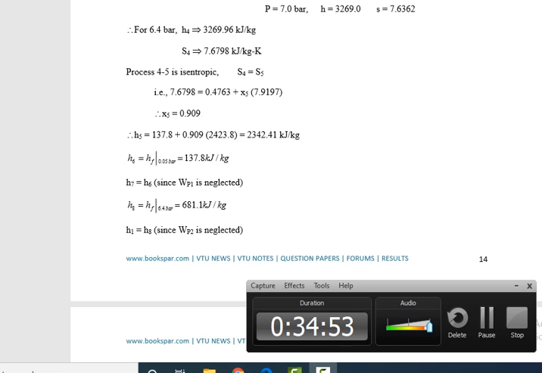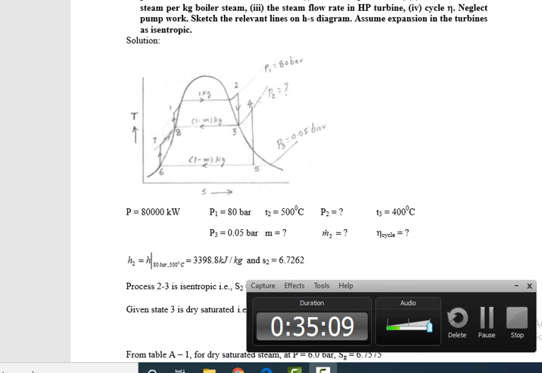Then go to point 6. At point 6, having a pressure of 0.05 bar, we are getting the value 137.8 kJ per kg from the steam table. And then go to the point 7. S7 and S6 are equal. WP1 is neglected. Again go to point 6 to 7, pump work is neglected.